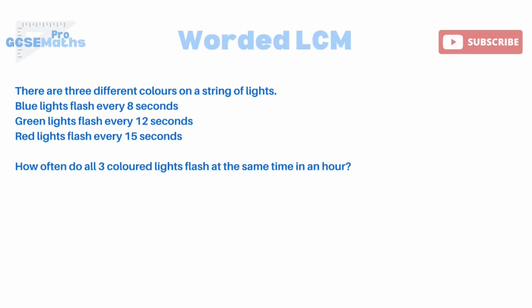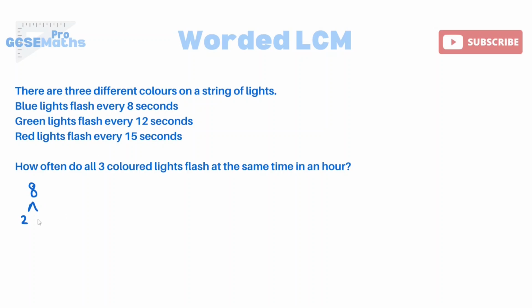Okay, so our final question now actually has 3 different options. So here we have, there are 3 different colours on a string of lights. Blue lights flash every 8 seconds, green lights flash every 12 seconds, and red lights flash every 15. How often do all 3 coloured lights flash at the same time in an hour? So again, we're finding the lowest common multiple, but now of 3 different numbers.